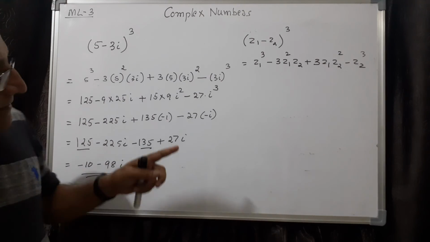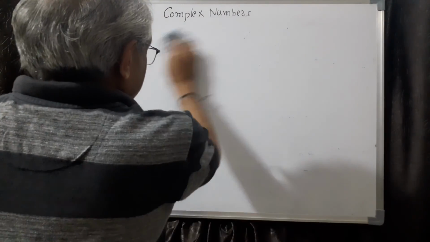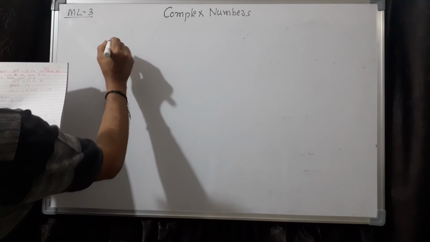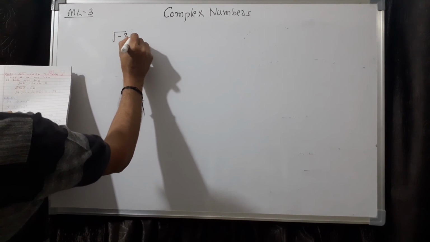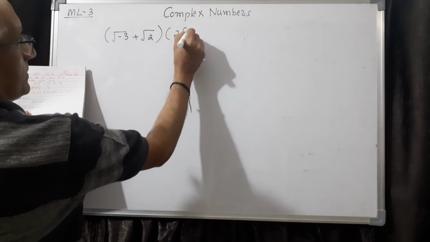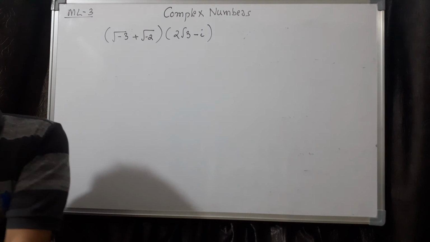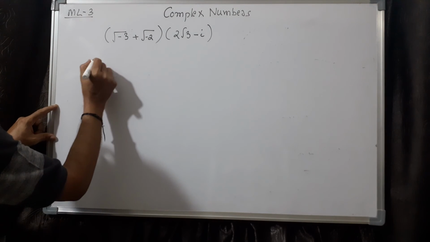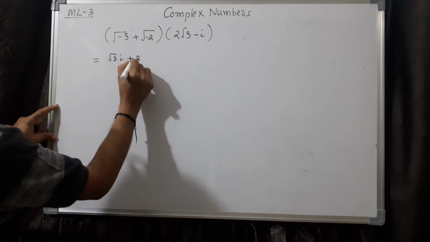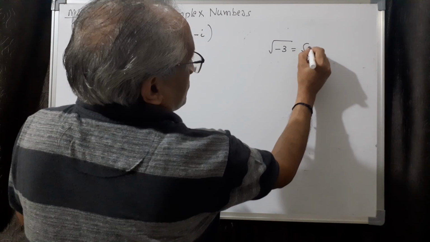So this is the question. Let me take one more question of this type, that is simplification using identity or otherwise. Say, simplify this one: (square root of minus 3 plus square root of minus 2) into (2 root 3 minus i). So here also there is a minus. One thing you should remember: this can be written as root 3 i and this can be written as root 2 i, because minus 3 can be written as root 3 i.